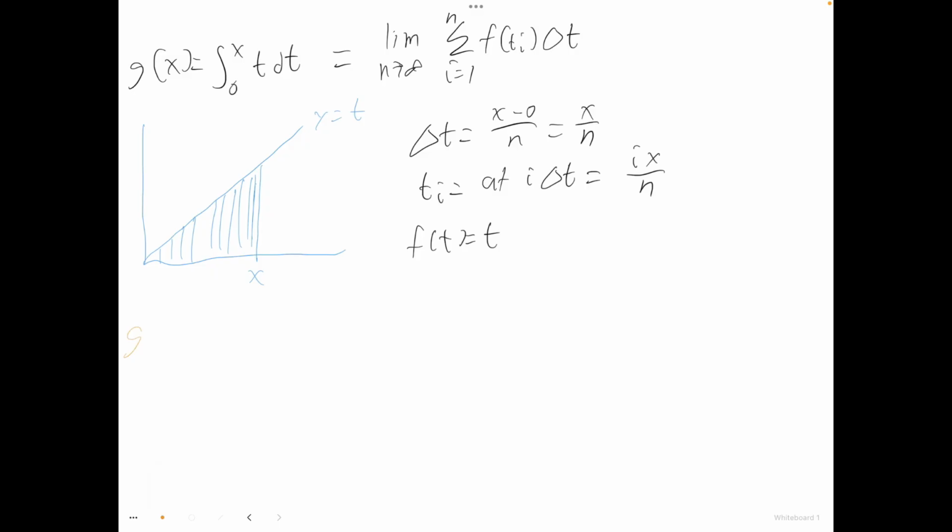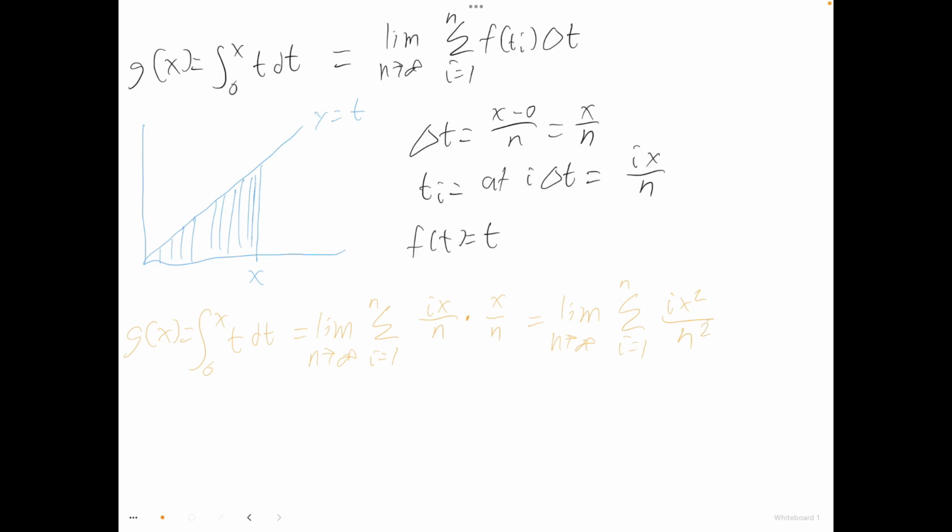So what we have here is that g of x is the integral from 0 to x of t dt, which is the limit as n goes to infinity of the sum from i equals 1 to n of f of t sub i. f of t is just t, and t sub i is ix over n, so we're going to have ix over n times delta t, which is x over n. So this is the limit as n goes to infinity of the sum from i equals 1 to n of i x squared over n squared.